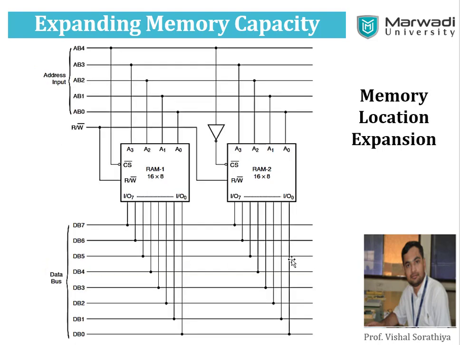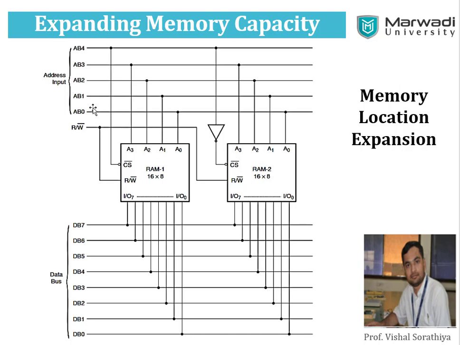The second example we have is the memory allocation example. In this example, let's consider that we have a 16 cross 8 type of RAM 1, and the second is also a 16 cross 8 type of memory chip. If we have 16 cross 8, it means 8 bits of data are processed by this RAM, and over here it is also processed with 8 bits of data. So we require 4 address lines to handle this particular RAM, because 2 raised to 4 is 16. Similarly, we require 2 raised to 4, so 4 address bits, to process this particular chip.